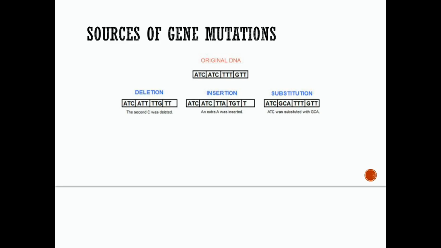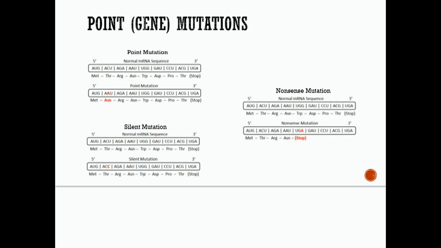That's called insertion. Substitution, here at the end, it says ATC was substituted with GCA. If we look at our original DNA, it has ATC there, and the next ATC was substituted with GCA. So it just affects this group of three. These are the same. So there's three examples of gene mutations: deletion, insertion, and substitution.